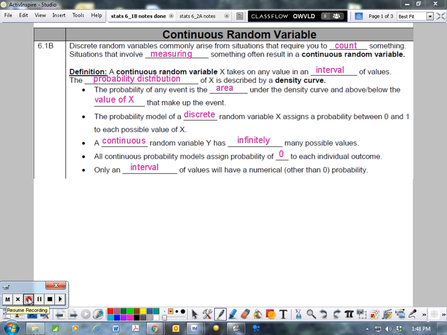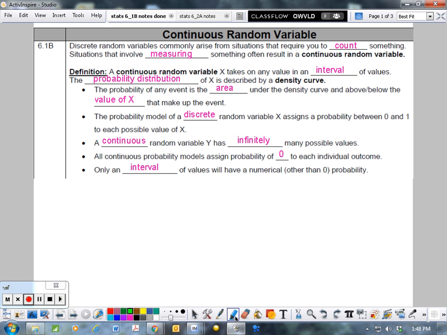Okay, last time we talked about discrete random variables where we had a fixed number of outcomes. We represent those outcomes with a number, and then we listed the probability of each outcome. Now we're going to talk about continuous random variables.